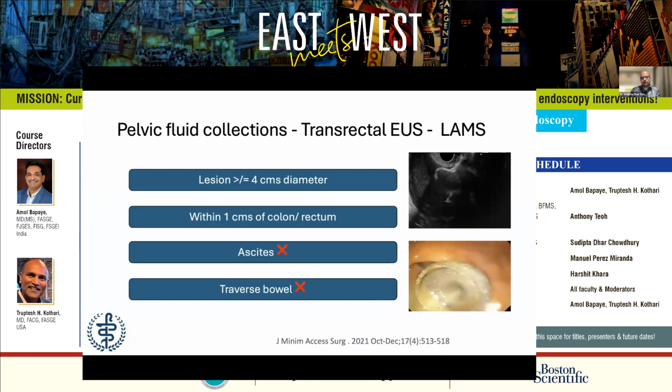This is ideally preferable when the lesion is more than or equal to 4 centimeters and within 1 centimeter of the colon or rectum. However, if there is ascites, or if there's a bowel traversing that area, then that's an absolute no for placement of LAMS.